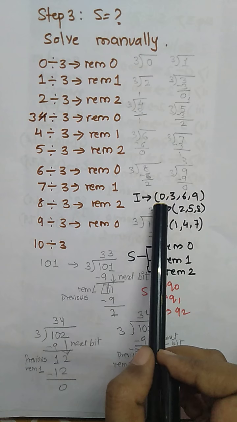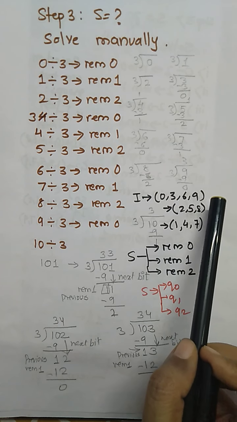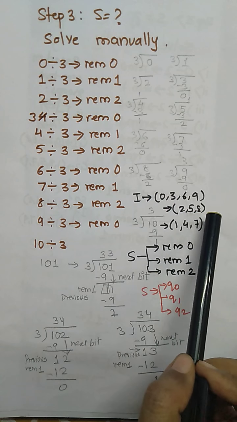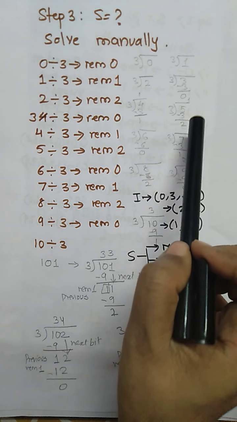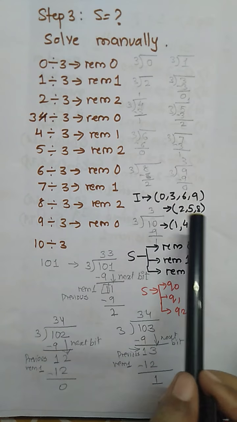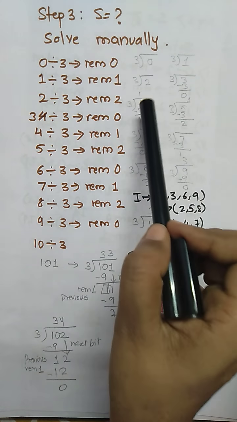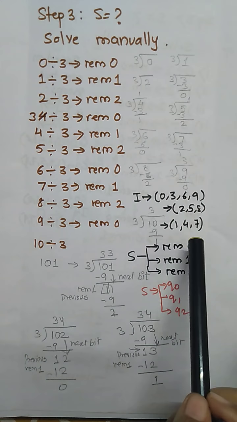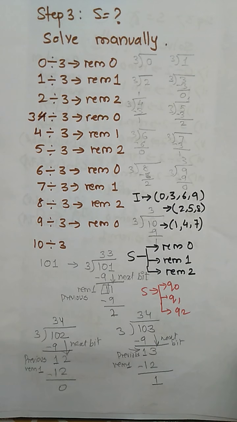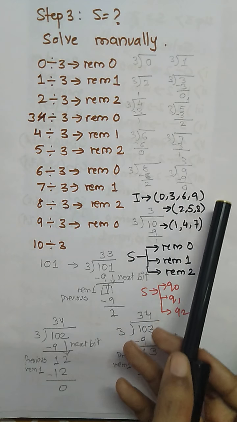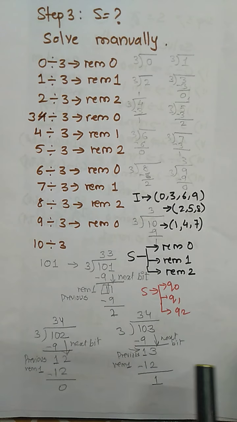So 0, 3, 6, 9 are the inputs that are producing output with the remainder 0. 2, 5 and 8 are the numbers which have the common remainder 2. So 2, 5, 8 will be clubbed together. 1, 4 and 7 are the numbers which are producing remainder 1. So we are going to divide I based on the remainder. So 0, 3, 6, 9 remainder 0; 2, 5, 8 remainder 2; 1, 4, 7 remainder 1.